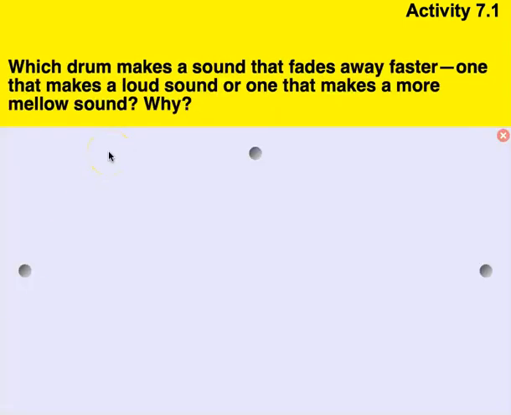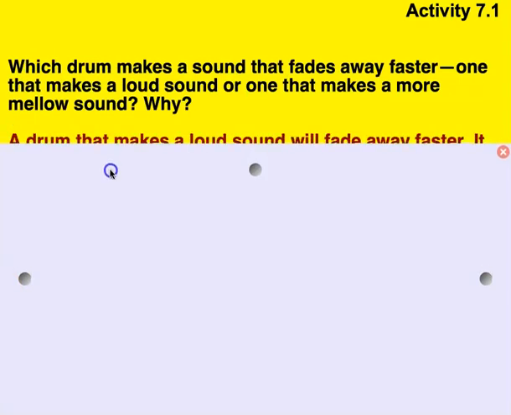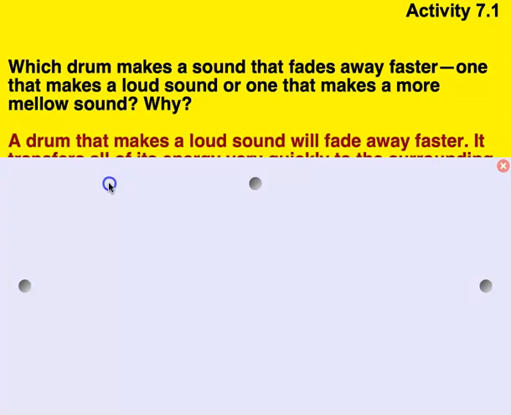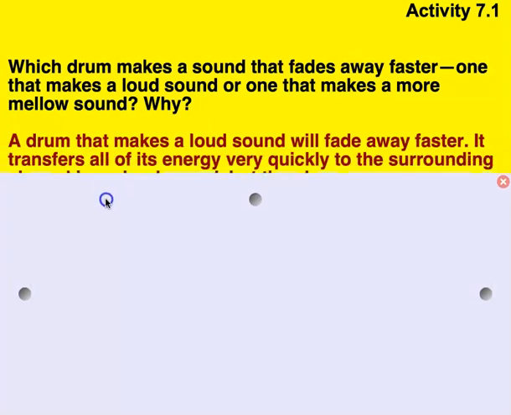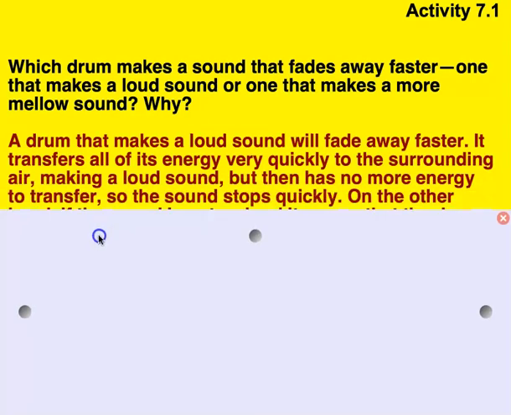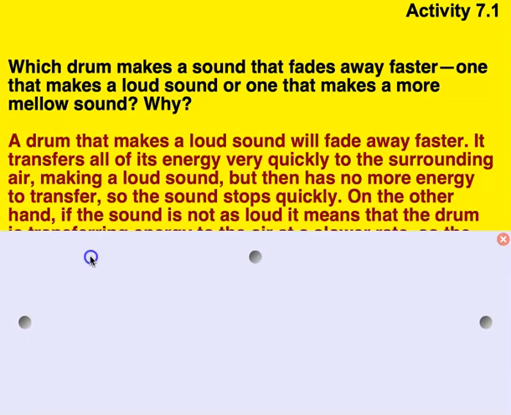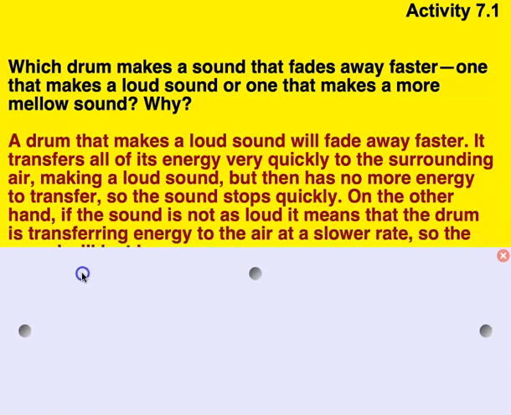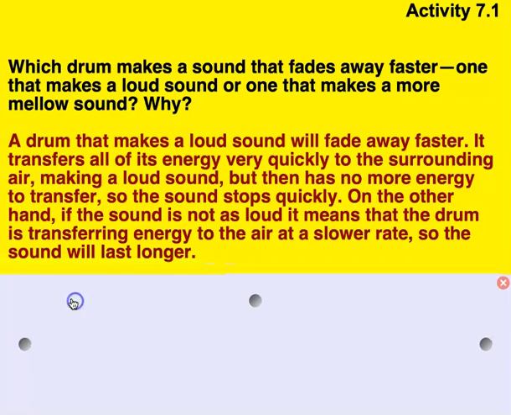And then which drum makes the sound that fades away faster? One that makes a loud sound or one that makes a more mellow sound? Why? Well, typically a drum that makes a loud sound will fade away faster. And why? Because it transfers all of its energy very quickly to the surrounding air, making a loud noise. But then there's no more energy to transfer, so the sound stops quickly. On the other hand, if the sound is not as loud, it means that the drum is transferring energy more slowly, so the sound will actually last longer.